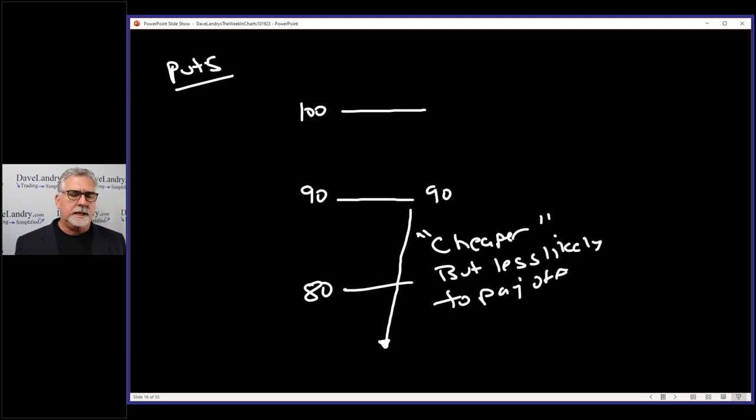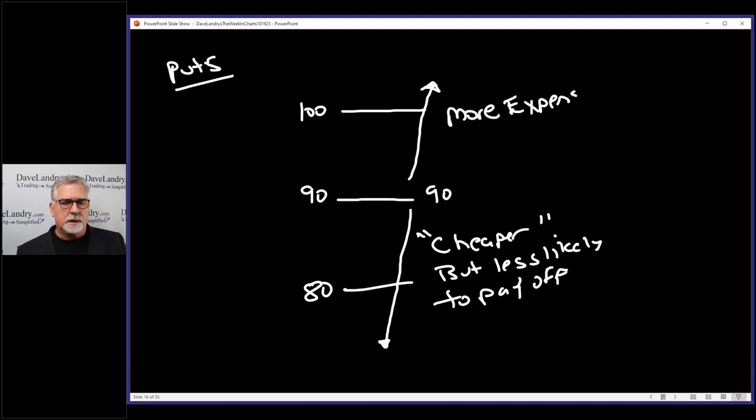So anything that's out of the money is cheaper from a capital outlay perspective, but it's sort of more expensive because you're paying 100% fluff. And you've got to be really careful when you're buying those out of the money options. And once we go through a few examples, hopefully this will make a little more sense.